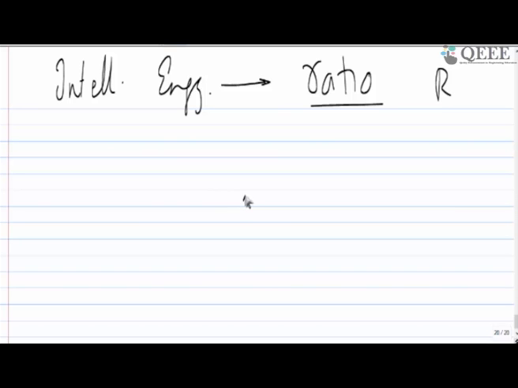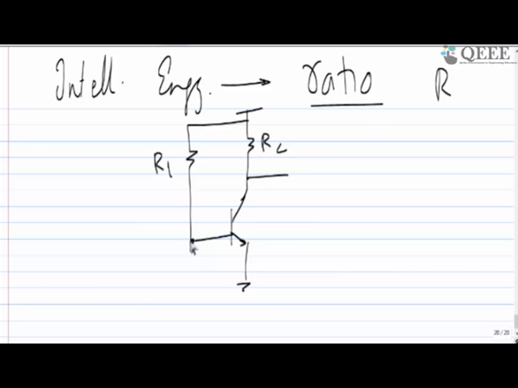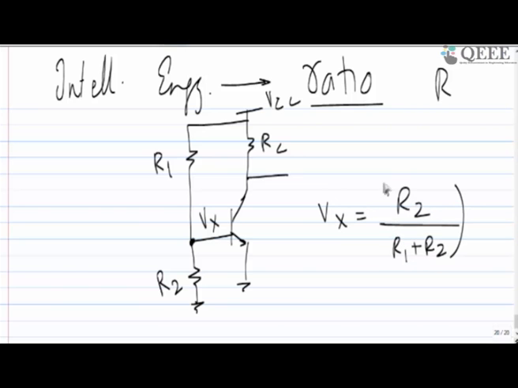So my proposal is, if this is the circuit which you made just now, this is R1, this is RC. If I put one more resistance over here, which I am going to call R2, then this potential, earlier that potential was beta dependent, that potential was resistance dependent. Now this potential Vx is equal to R2 by R1 plus R2 times VCC.